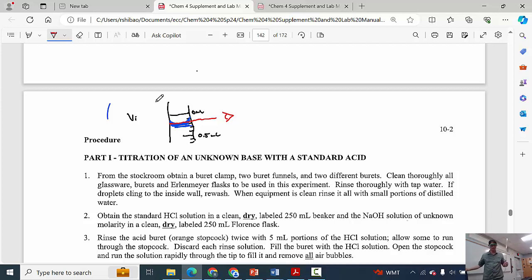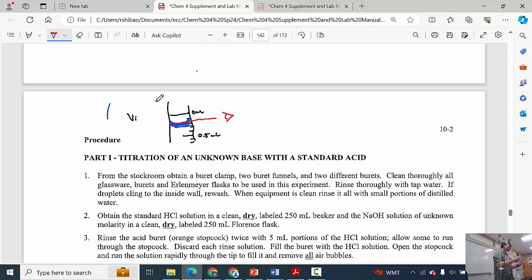That's the acid burette. HCl is not that hazardous, but sodium hydroxide is quite a bit more hazardous. And then we have the base burette here.